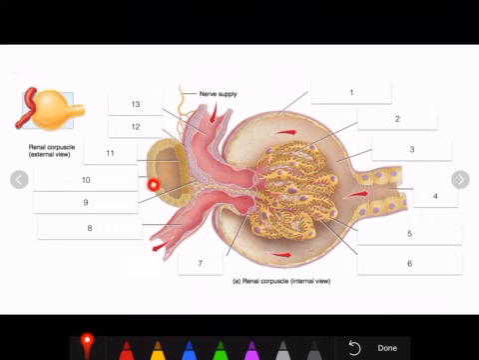This is the thick ascending limb. You can tell it's a thick ascending limb because the thin ascending limb is simple squamous. This is simple cuboidal. You've got the macula densa, dense concentration there, and then you've got your juxtaglomerular cells there.